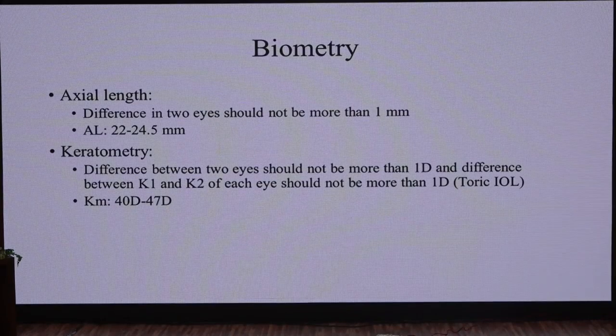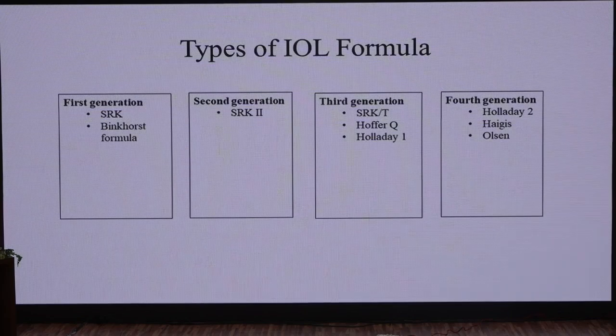Similarly, in the keratometry, the difference between the two eyes should not be more than 1 diopter, and also the difference between the K1 and K2 of each eye should not be more than 1 diopter, right? Because if it is more than 1 diopter, that means post-operatively the patient will have a residual astigmatism, so you can plan for a toric IOL in such patients. The average keratometry value of a normal patient is between 40 to 47 diopters.